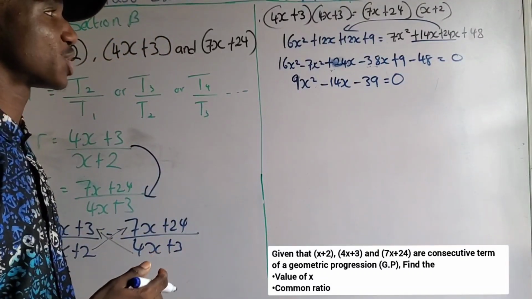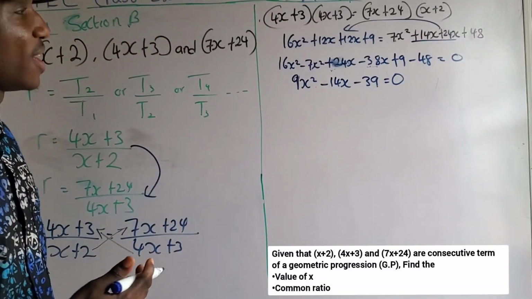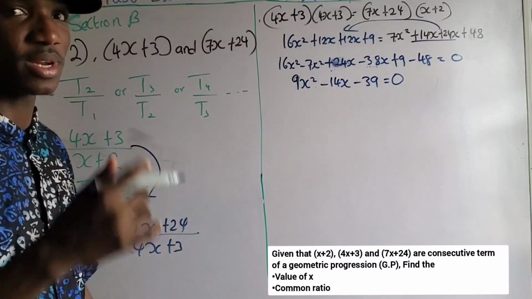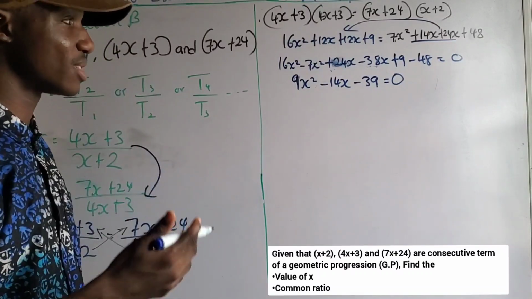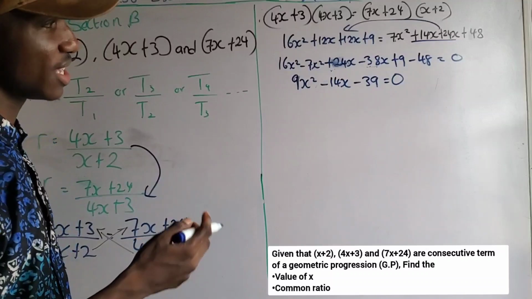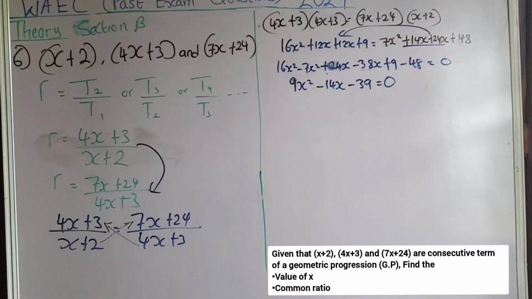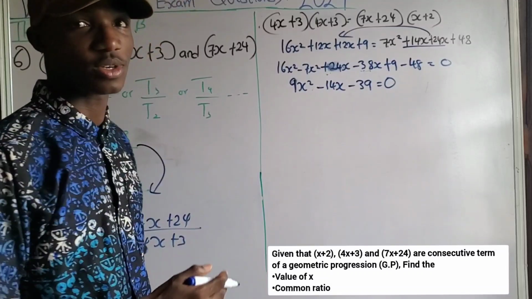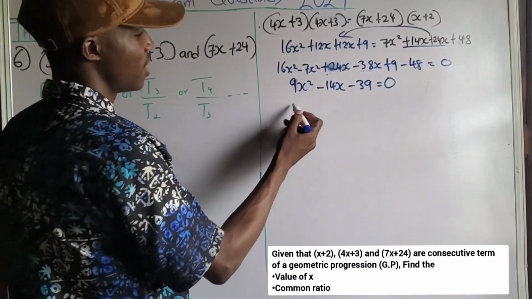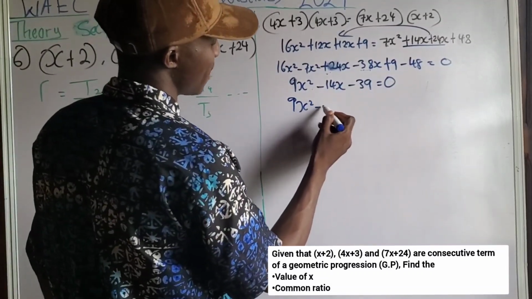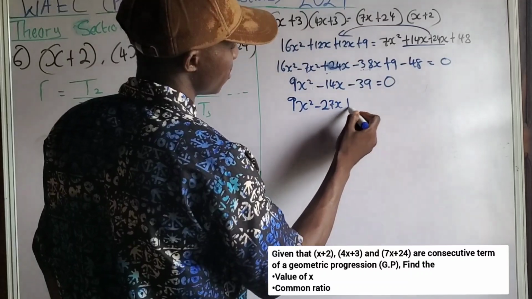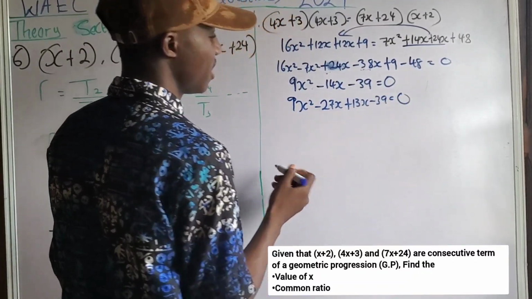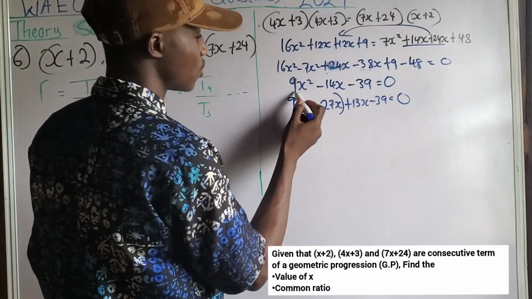We can solve this quadratic equation using any of the methods that you know. You can use the general formula or quadratic formula, and you can use completing the square or factorization method. But here, I'm going to factorize. If you want to solve this quadratic equation using the factorization method, we're going to have 9x squared minus 27x plus 13x minus 39 equals to 0. So we can factorize, divide it into two parts.